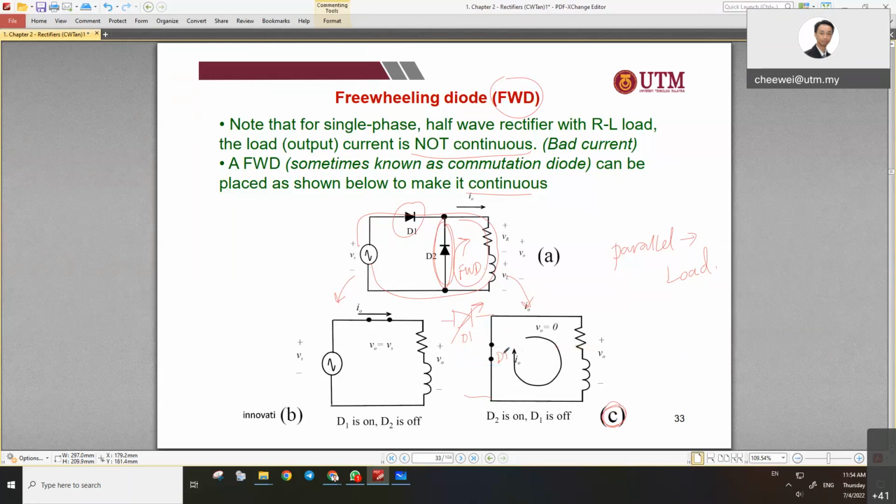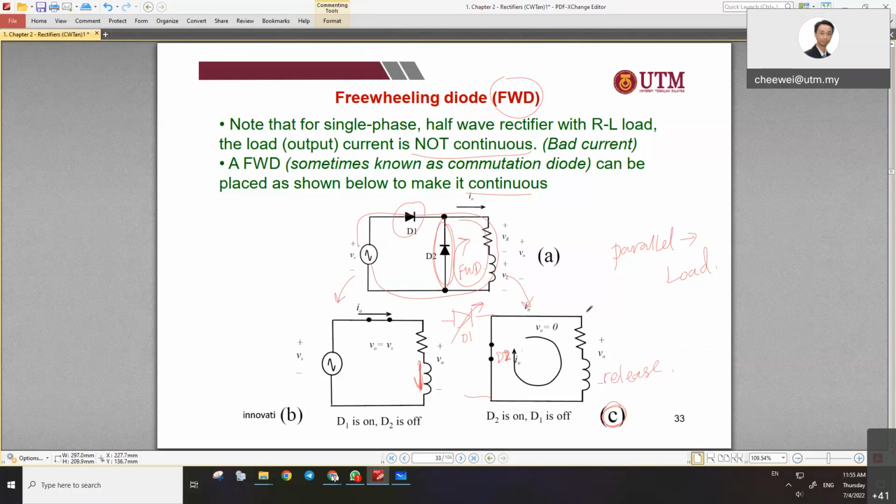D2, this is the bottom one, D2. The D2 can function. Why? Because the inductor is able to store and release. During the first half cycle, the inductor is being charged, so it's full already. In the negative half cycle, this inductor is able to release energy.